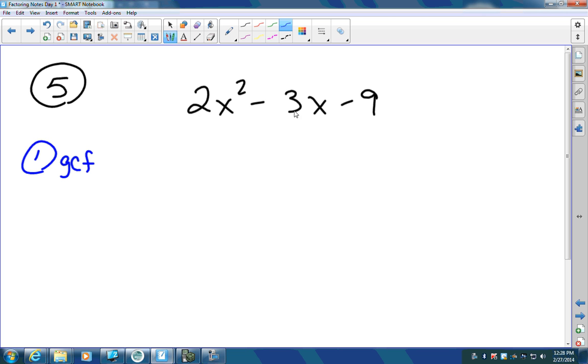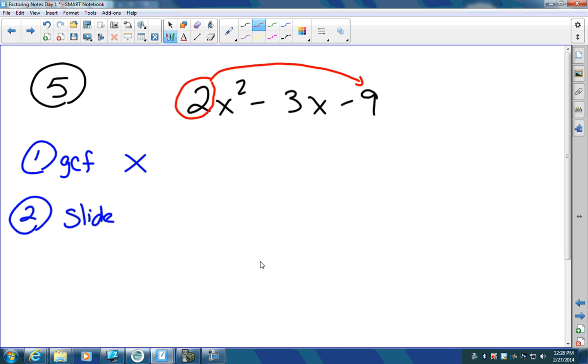Does 2 go into 3? Nope. There ain't no GCF. Okay. Step 2. Slide to the left. Oh, okay, I got to go the other way. Slide to the right. Okay. Now do it, baby. Okay, well, look. All right, here we go. So we're going to take the 2, slide it to the back.